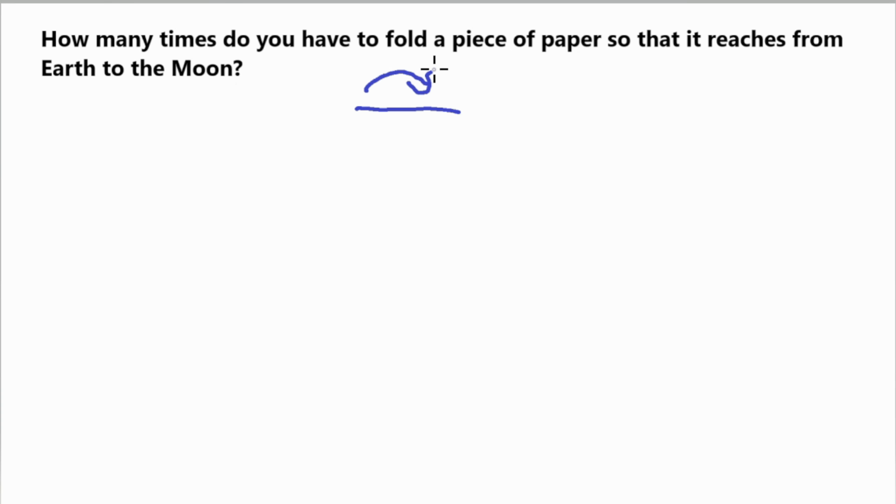Now suddenly the thickness of the paper becomes twice as thick, right? And if we fold it again, instead of 2 layers, we will now have 4 layers. Fold it again, then we have 1, 2, 3, 4, 5, 6, 7, 8, and so on.